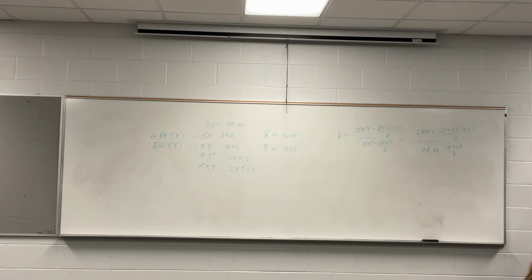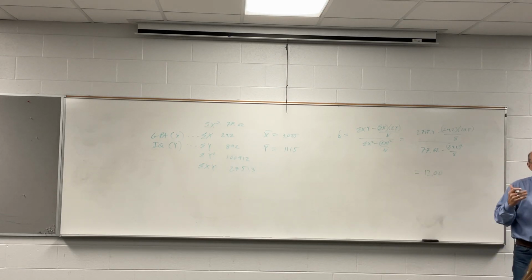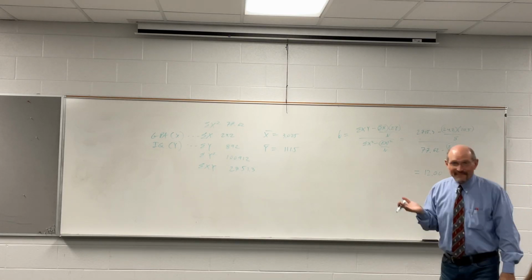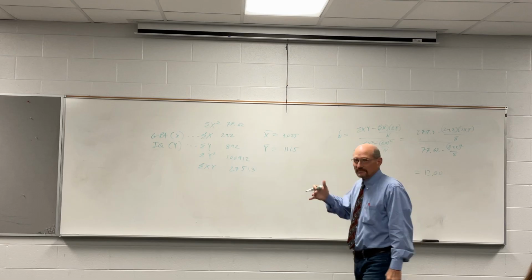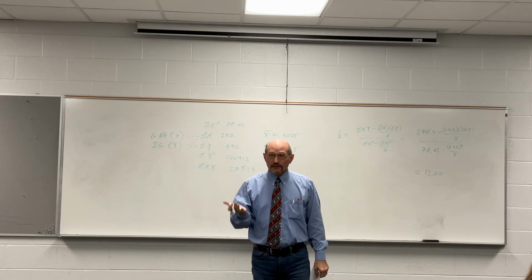When you do all the math of that, I'm not going to go through it step by step, but when you calculate it out, it turns out to be about 12.00. If you got 12.01, that's okay. If you got 11.99, that's okay. It depends how you round it, but you come out right at about 12. That's the value for slope.